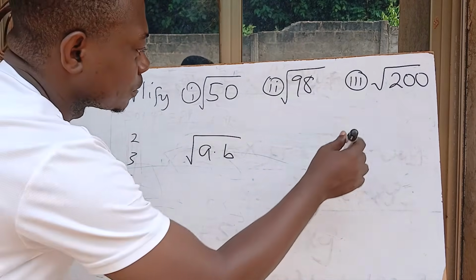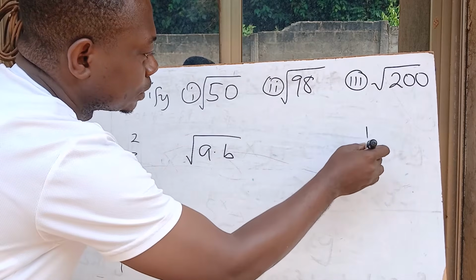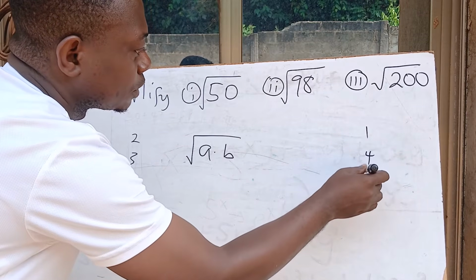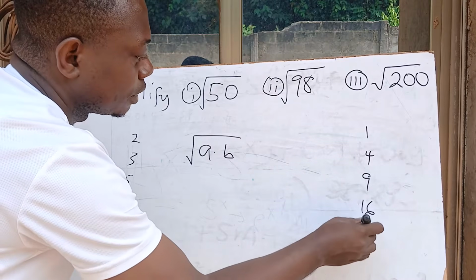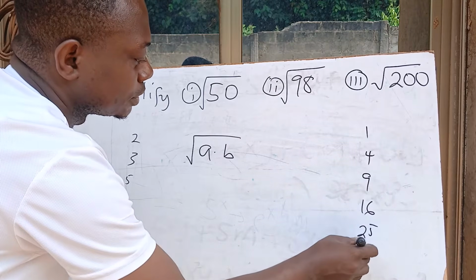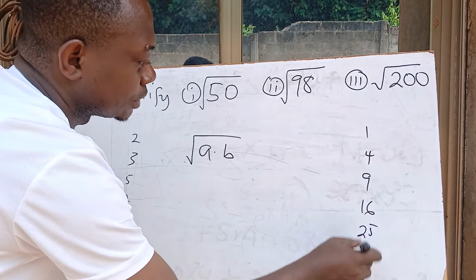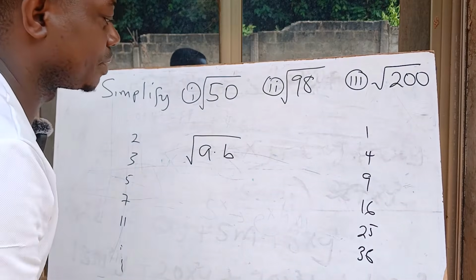Now we know perfect squares. 1 times 1 is 1, 2 times 2 is 4, 3 times 3 is 9, 4 times 4 is 16, 5 times 5 is 25, 6 times 6 is 36, and what have you. So we call these perfect squares.